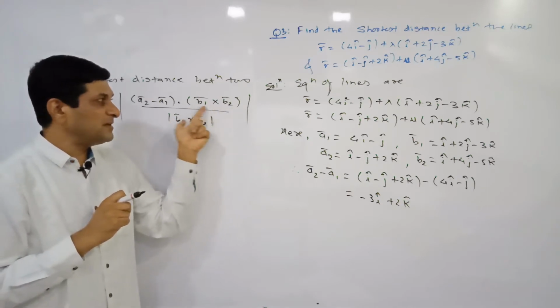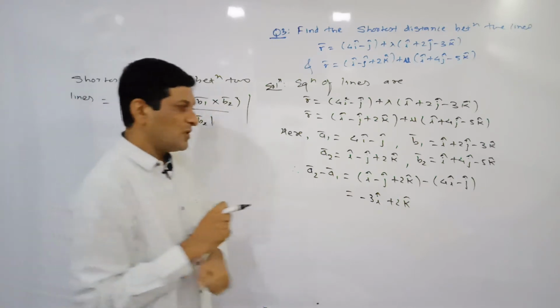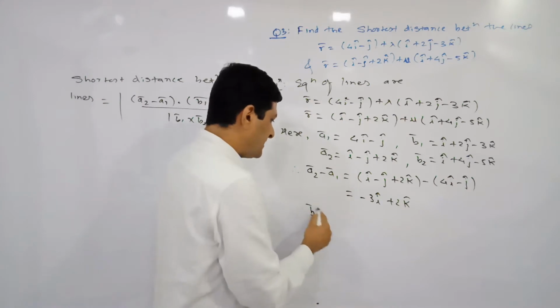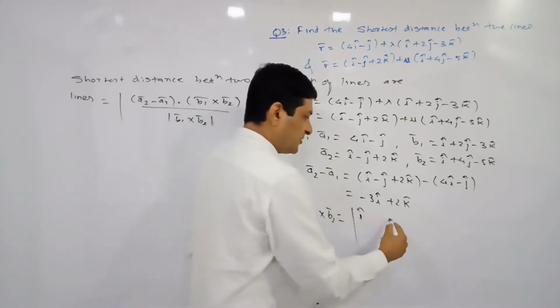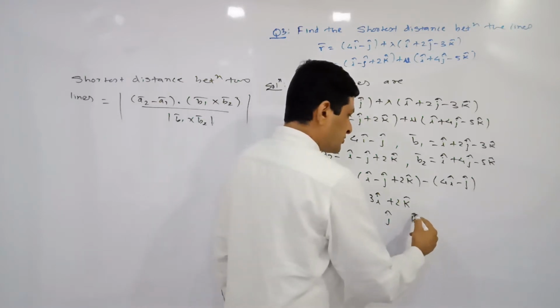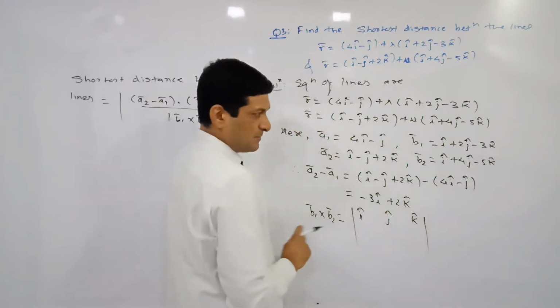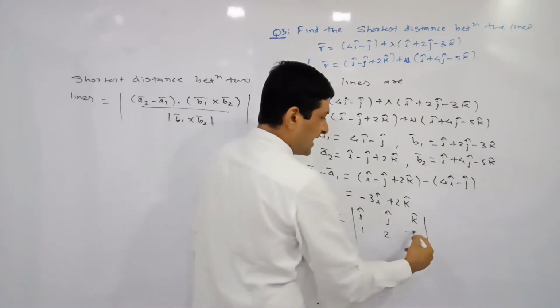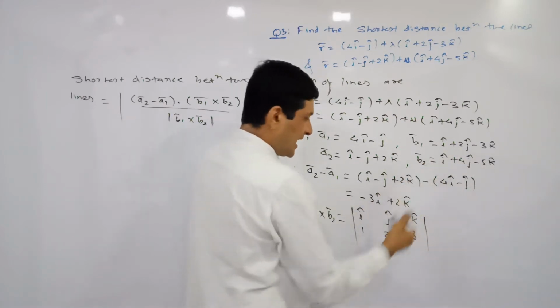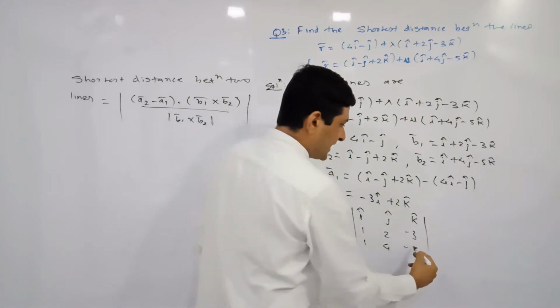Once the value of A2 bar minus A1 bar is known to us, then second required value in this formula is what? B1 bar cross B2 bar. Means we have to find out cross product of B1 bar and B2 bar, which is equal to, cross product can be found out using determinant. So in the first row write down I cap, j cap, k cap. What are the coefficient in B1 bar? So 1, 2, minus 3, and in B2 bar are 1, 4, minus 5.